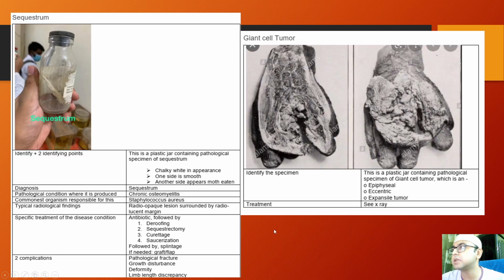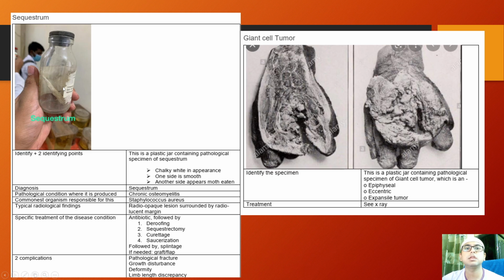So this is a giant cell tumor. You can see the giant cell tumor, because in the X-ray class I showed you guys the X-ray of the wrist with a giant cell tumor. So you can see this is the wrist. During dissection you can see an osteolytic lesion. Also you can see some sequestrum, right?